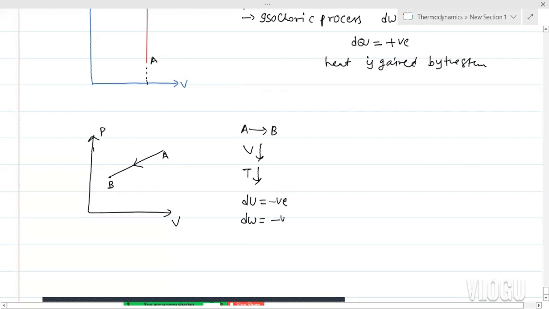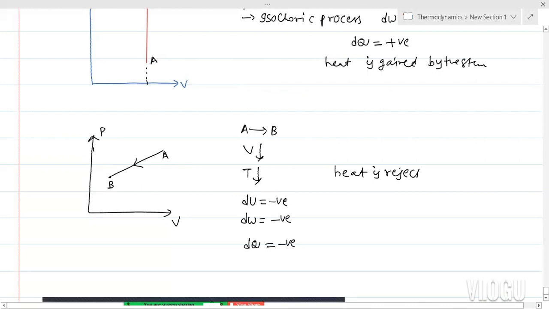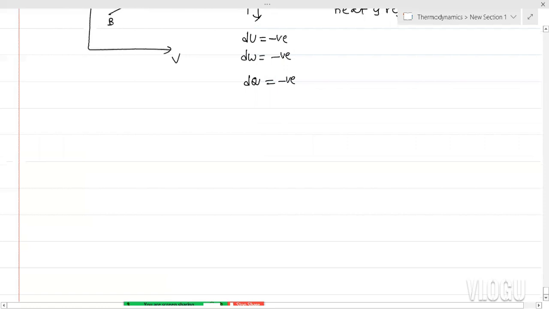Therefore, the work done is also negative. So therefore, dQ is also negative. In such a case, heat is negative. That means heat is rejected by the system. We are taking these conventions according to our basics class.